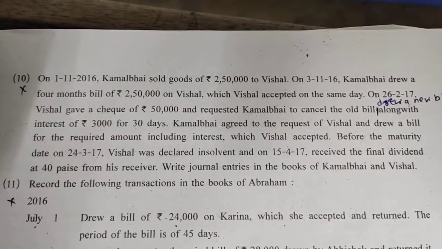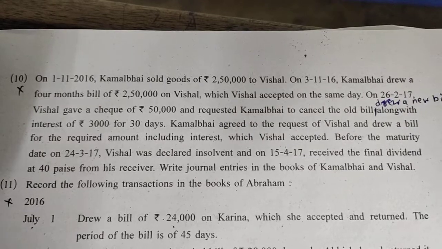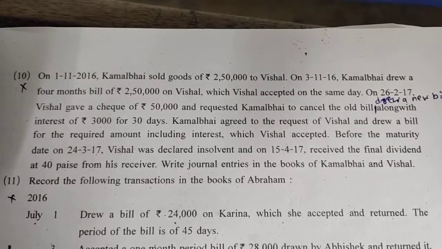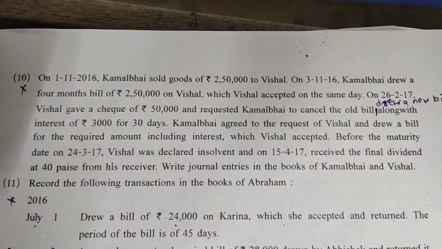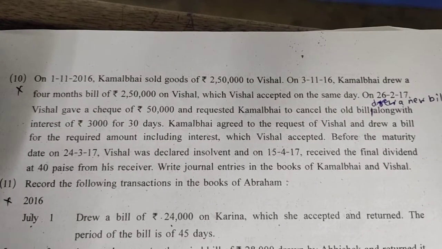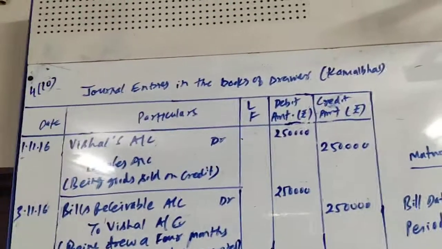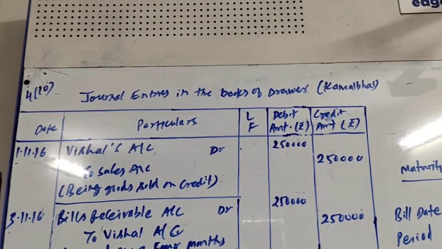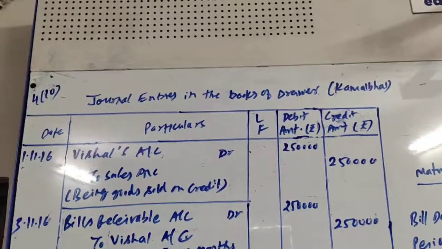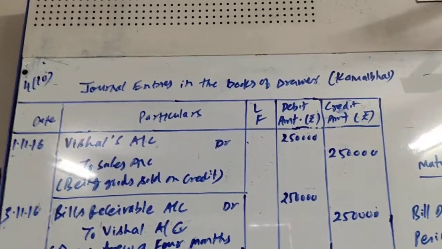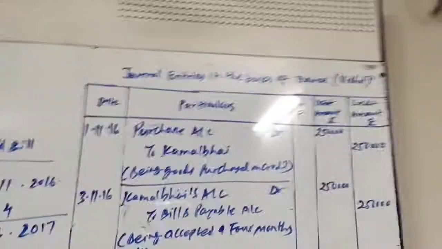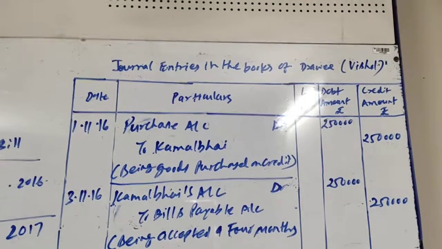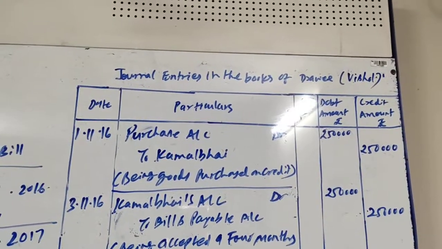First of all, let us pass entry for the goods sold by Kamal Bhai to Vishal. Here Kamal Bhai will be the drawer because he is selling the goods and will be writing a bill, and Vishal will be the drawee. So here it is: journal entries in the books of the drawer, that is Kamal Bhai. Vishal account debit to sales account 2,50,000, and in the books of Vishal, purchase account debit to Kamal Bhai account 2,50,000, being goods purchased.